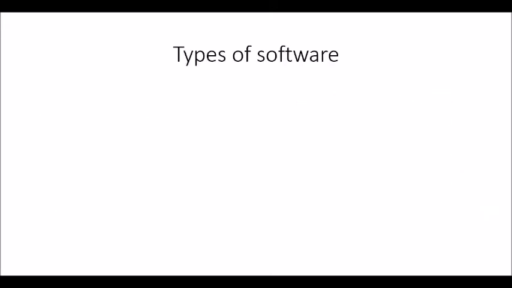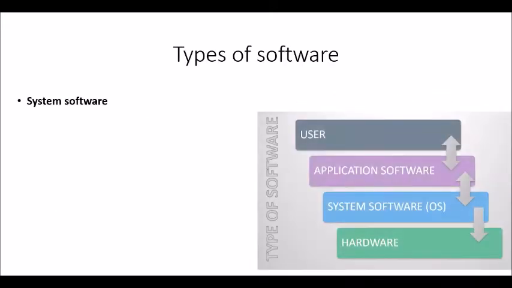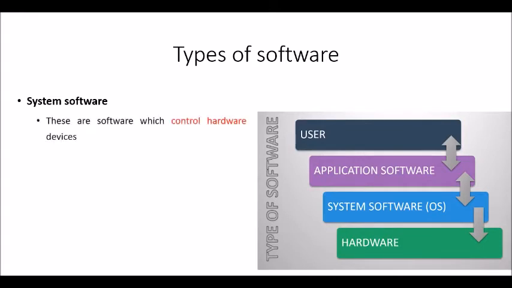All right, let's talk about the second types of software. The second types of software is what we call system software. The previous one, application software, system software. What is system software? Just very easy. It's just a type of software that controls the hardware. No more, no less. Only that. Software which controls hardware devices.